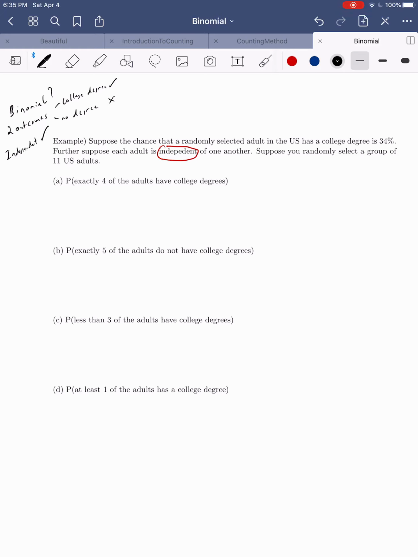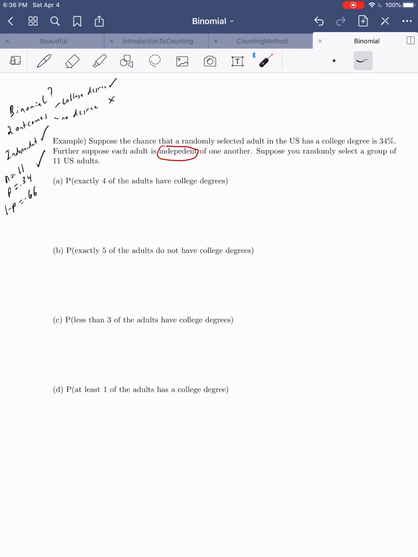Check. Last thing, do we know the number of trials and the probability of success? Well, yes. The probability of success is right there. It's 34%. And the number of trials, well, we're going to take a group of 11 adults. So we know n is 11, and we know p is 0.34. Check. So all the things are met here. We know that there are only 2 outcomes. You either have a degree or you don't. We know that each trial is independent, and we know the number of trials and the probability of success. It's also not a bad idea to jot down 1 minus p, the probability of failure. If 34% of people have degrees, then 0.66, or 66%, of people do not.